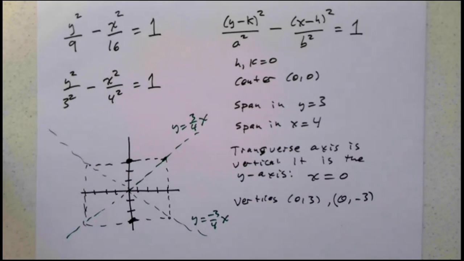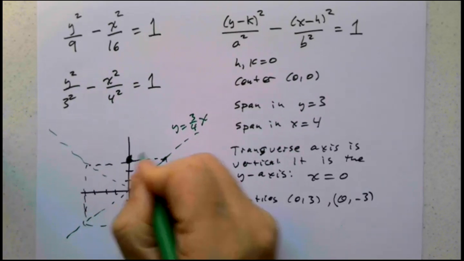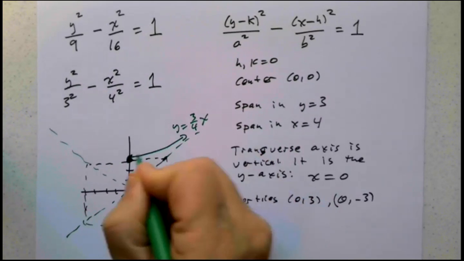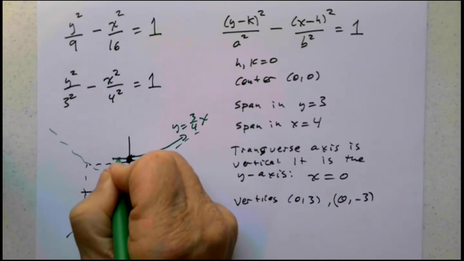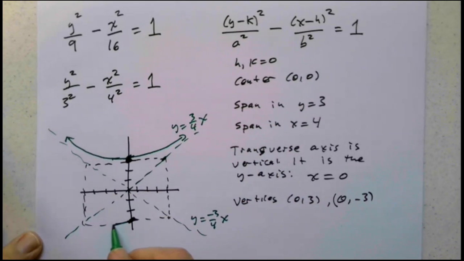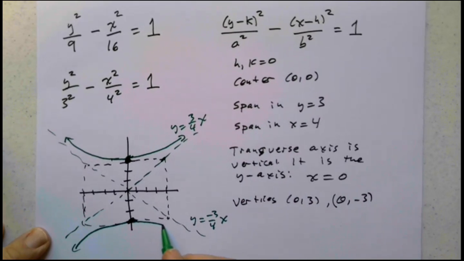We established the fact that this has a transverse axis that is vertical. So as we draw this, we've got to start at the vertex and head towards the asymptotes. So the graph of the hyperbola will look like this. Start at the vertex, head towards the asymptotes. That's about the best we can do with a hand-drawn graph.